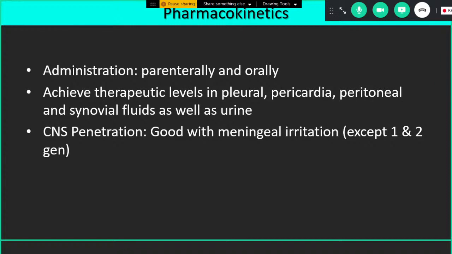Now, as I told you earlier, it also penetrates the CNS. The thing is that the first and second generation have very little penetrability. But if meningeal irritation is there, the membranes are a bit more permeable. The cephalosporins can penetrate more through the inflamed meningeal membranes.